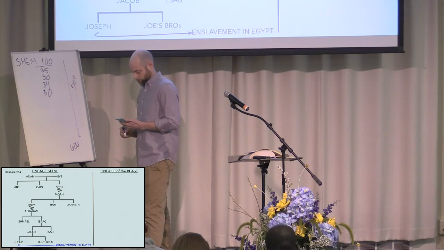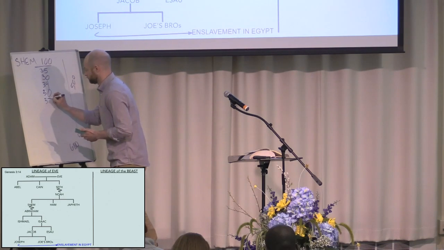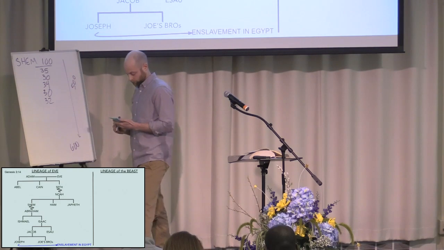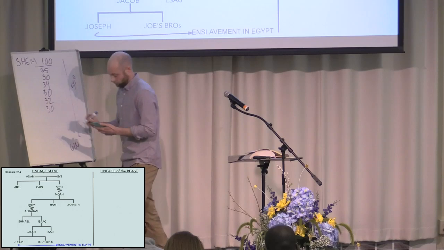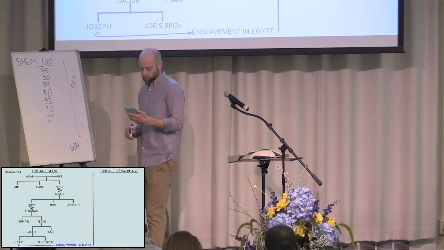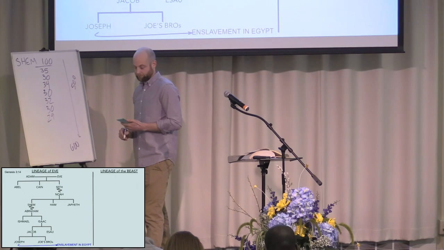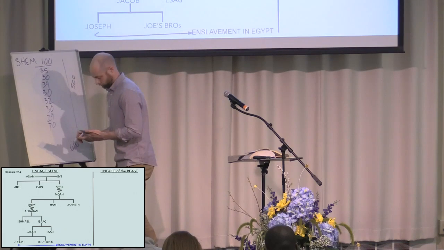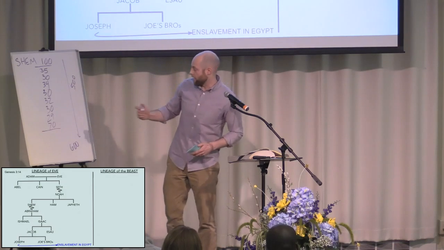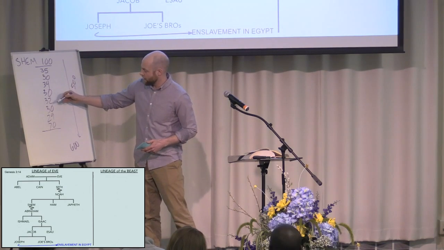When Reu had lived 32 years, he became a father. When Serug had lived 30 years, he became a father. When Nahor had lived 29 years, he became a father. And then verse 26, after Terah had lived 70 years, he became the father of Abram, Nahor, and Haran. Okay. So those are the 8. 1, 2, 3, 4, 5, 6, 7, 8.